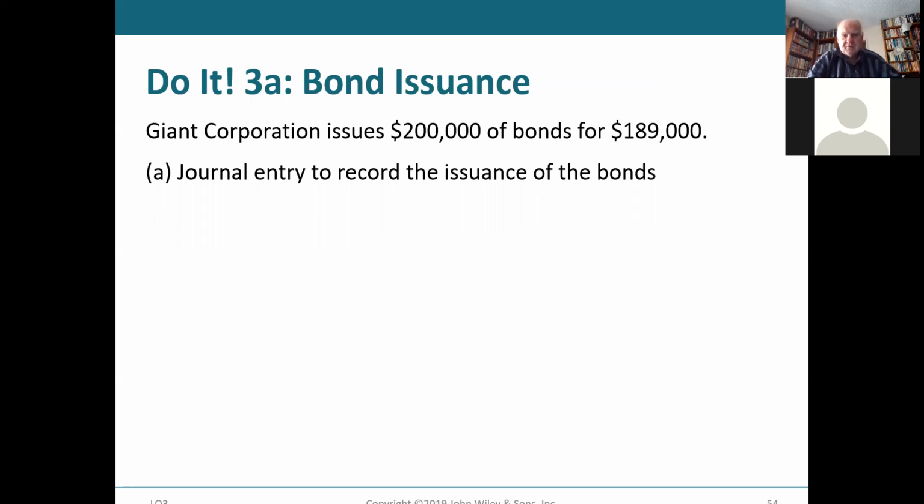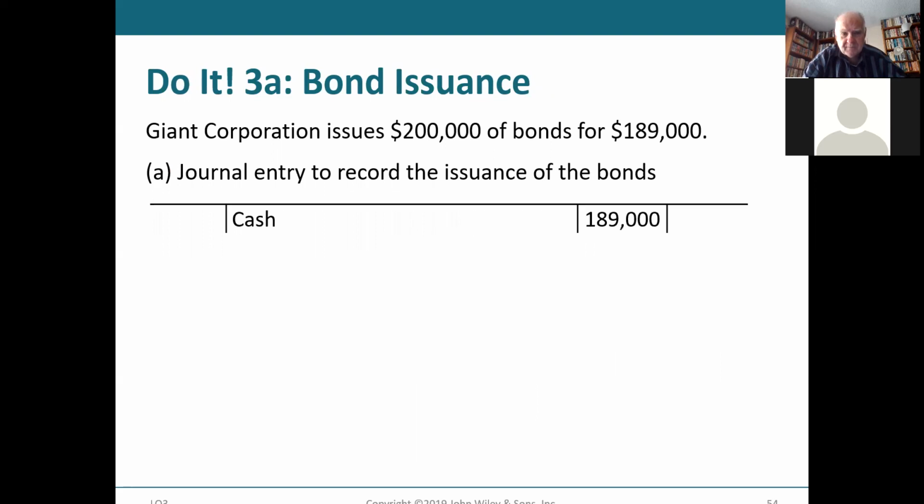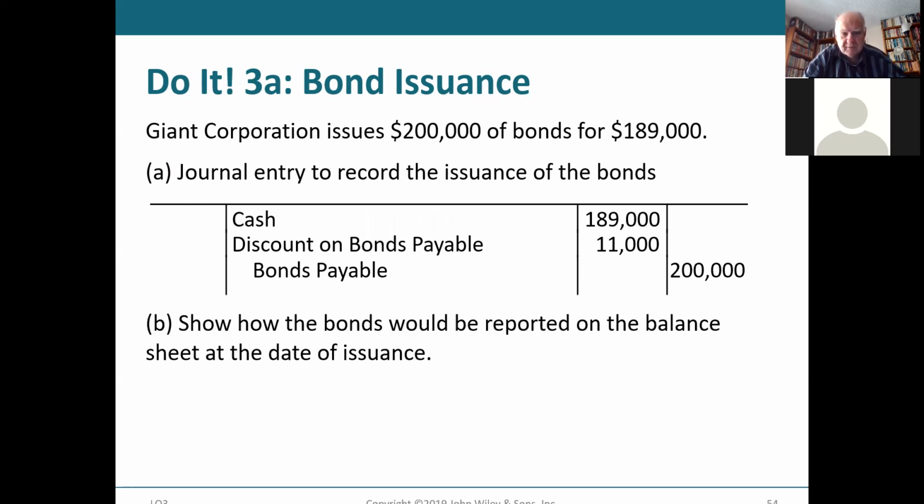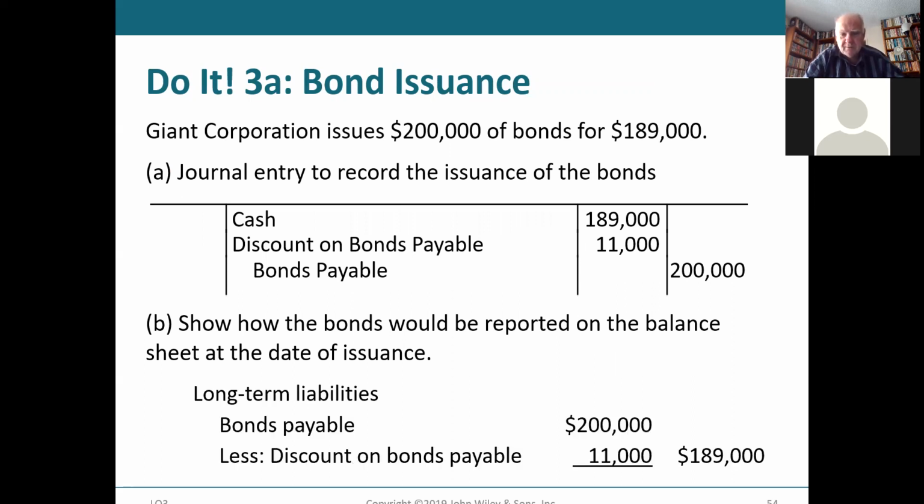So let's look at the issuance of a bond for 189,000. We should be starting to understand this first journal entry. You debit cash. The bonds payable will always be to that 100,000 incremental number, and the difference is a discount or a premium. Show how the bonds would be reported. Well, it's going to say bonds payable 200,000 minus 11,000 for the discount equals $189,000.